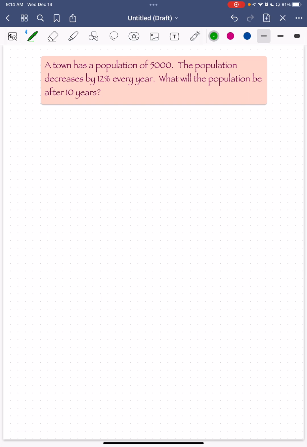So when I look at this, if I were setting up a t-chart, I would say, well, at time 0, my population is 5,000. So time 0 is where I'm starting. So what that tells me is that this right here is my initial value. So when I'm trying to fill in y equals a b to the x, I know right off the bat that a is 5,000. So I have y equals 5,000 b to the x.